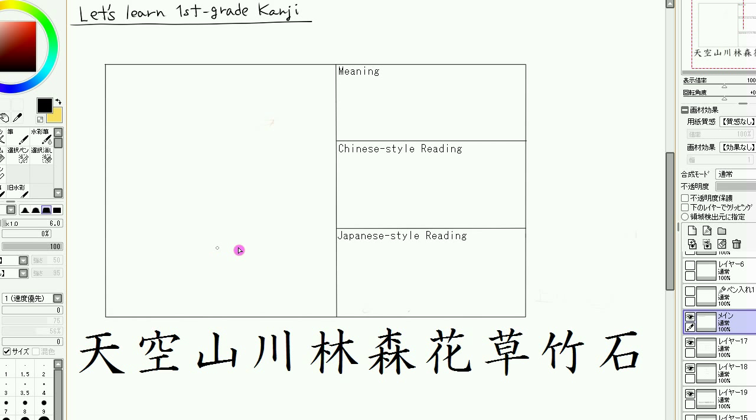So let's see the meaning. The meaning of the first one is kind of like sky, but not the usual usage of sky, like blue sky or something. It's more like, I should say, heaven or the upper world, as opposed to the earth, the earth and the sky. I mean, earth and heaven. And okay, let's write it.